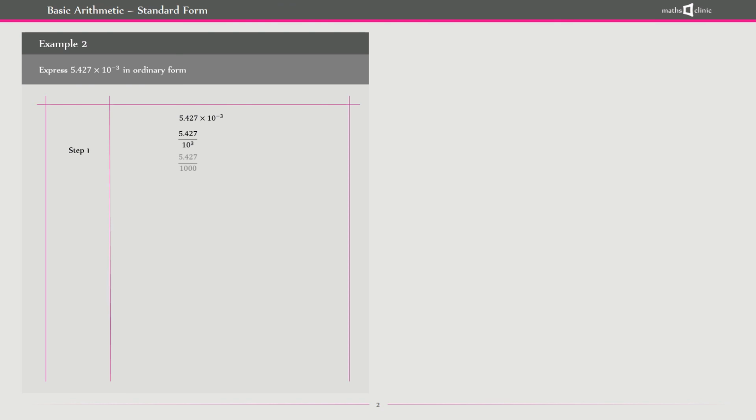10 to the power of 3 is 1000, so you have 5.427 divided by 1000, and if you remember from working with decimals, your final answer is 0.005427, and that is how you move a number from standard form to ordinary form. So the concept is actually fairly straightforward, fairly simple.